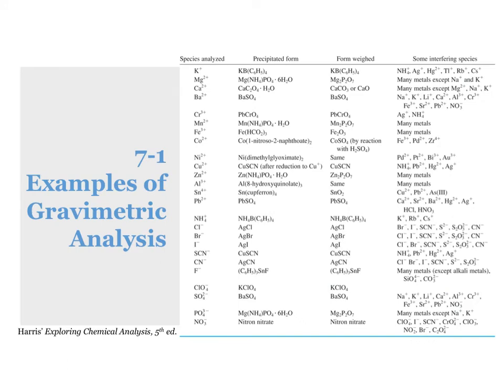For now, take a moment to review this list of species, precipitated forms, the form weighed. This can differ, we'll talk about why in class, and some interfering species. My goal is not for you to memorize this list, but to see that some analytes, such as potassium, ammonium, and nitrate, which were considered always soluble in general chemistry, do in fact have precipitating agents that combine with them.